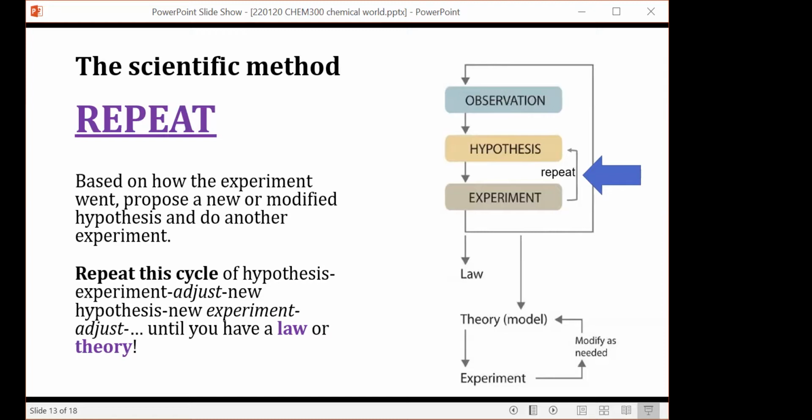It's really important in science to repeat the cycle of hypothesis to experiment, and then based on the results, you adjust, you propose a new or a modified hypothesis based on the new information you gained, and then you do a new experiment to keep furthering your knowledge. And you keep doing this around and around and around, hypothesis, experiment, until eventually you have a scientific law or a scientific theory.